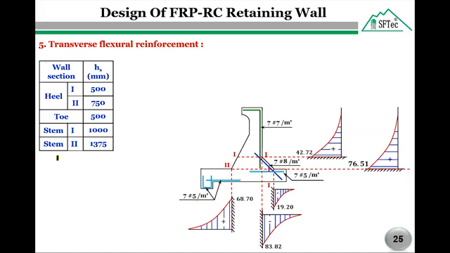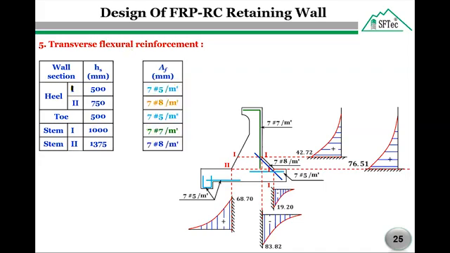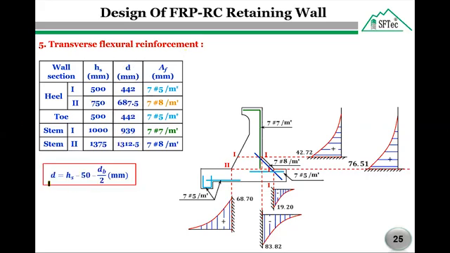In the table here, we have the wall section and the thicknesses, and corresponding to each section, we have the assumed transverse flexural reinforcement. Now we are going to calculate the flexural depth. So the flexural depth can be calculated by subtracting the clear concrete cover and half the bar diameter from the total thickness of the section. So the flexural depths of all sections are presented here in the third column of this table.